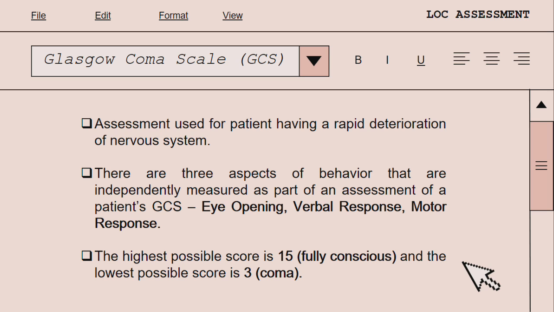There are three aspects of behavior that are independently measured as part of an assessment of a patient's GCS, which are the eye opening, verbal response, and motor response. The highest possible score is 15, which means the patient is fully conscious, and the lowest possible score is 3, which means the patient is in a coma.